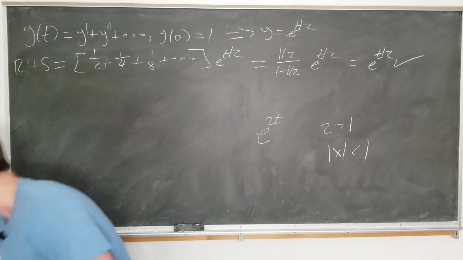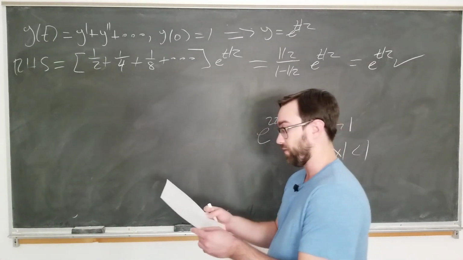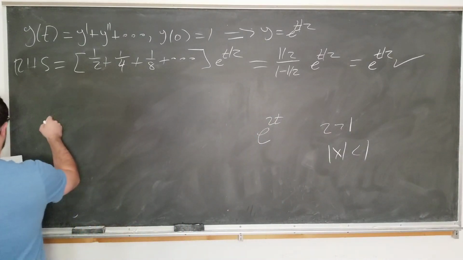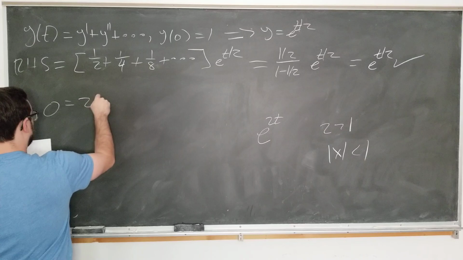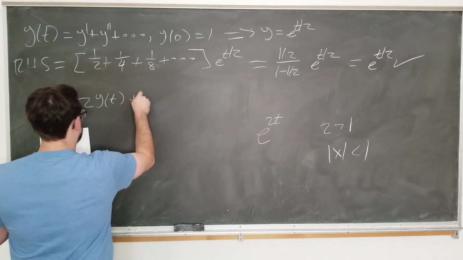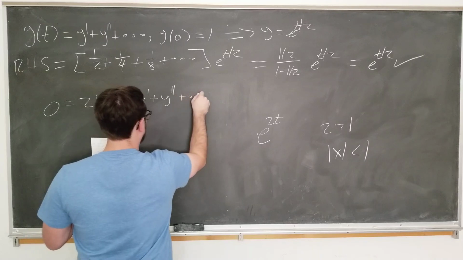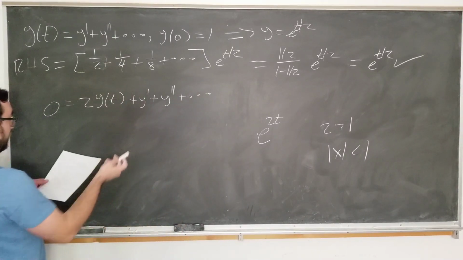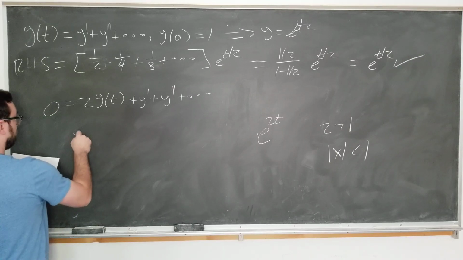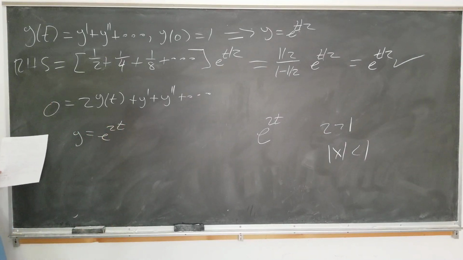In particular, I'll just show you an example that I got this for. If you start off with this equation, 0 is 2 times y of t plus y prime plus y double prime plus etc. And if you try to use the exponential ansatz, you do find y is equal to e to the 2t, but when you go and plug it in, you get something that looks like this. Doesn't converge, so it doesn't work.